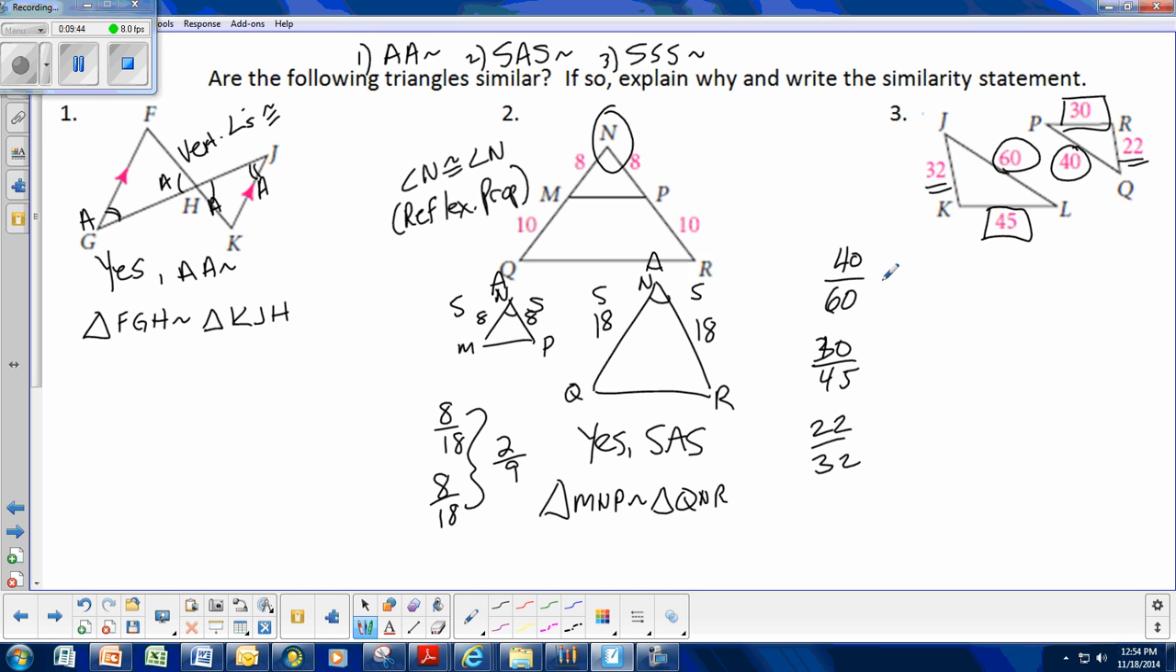All right, so 40 over 60 reduces to 2/3. 30 over 45 reduces to 2/3. All right, we're off to a good start. 22 over 32 reduces to 11/16. That does not work. So this one's a no. All right, it was almost side, side, side, but it didn't quite work out.